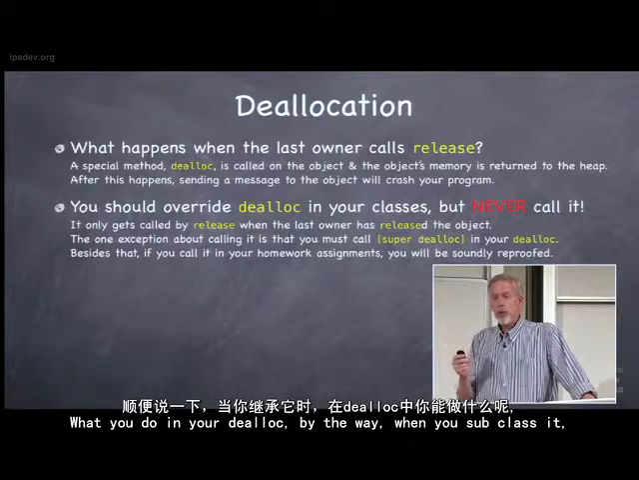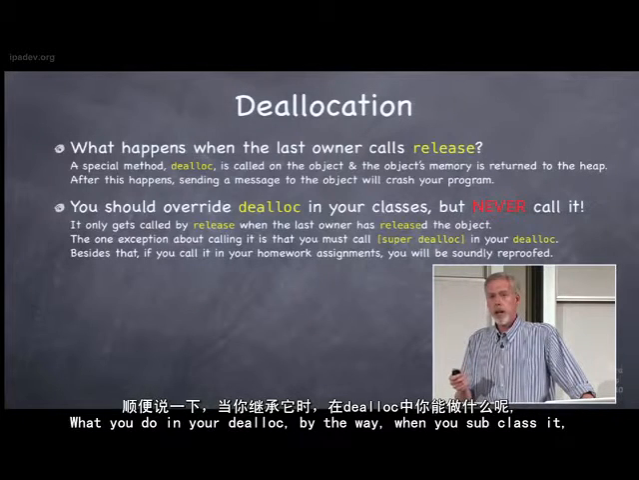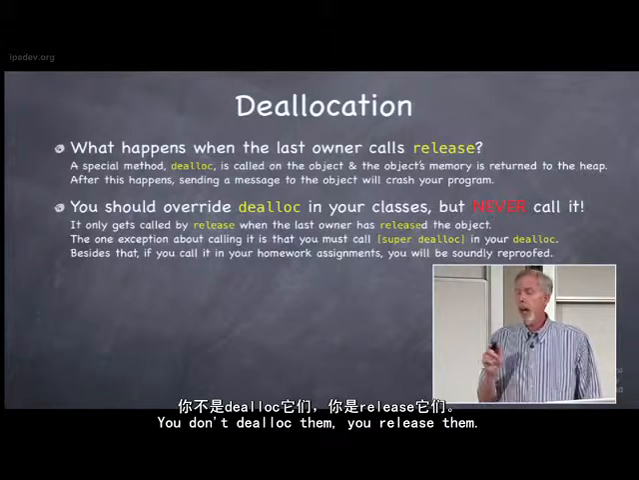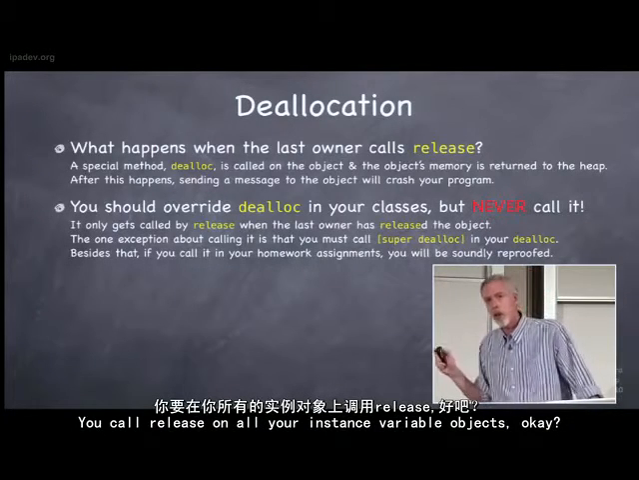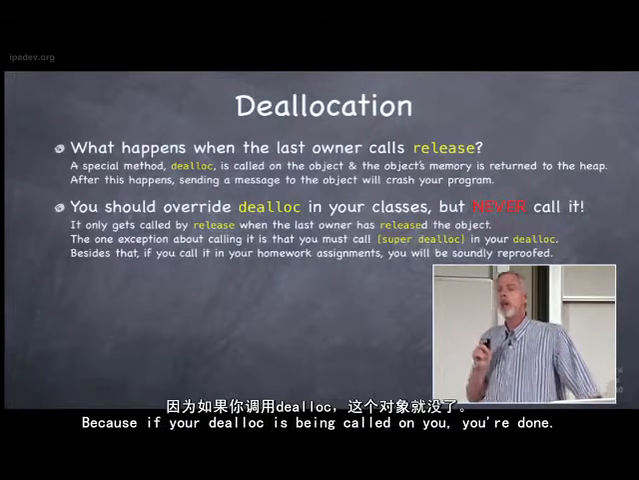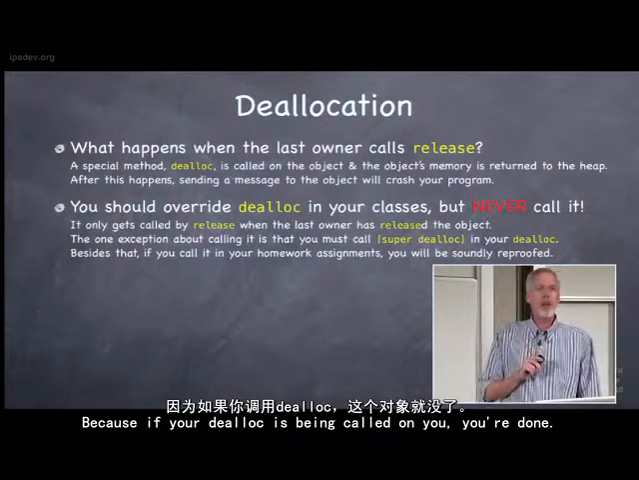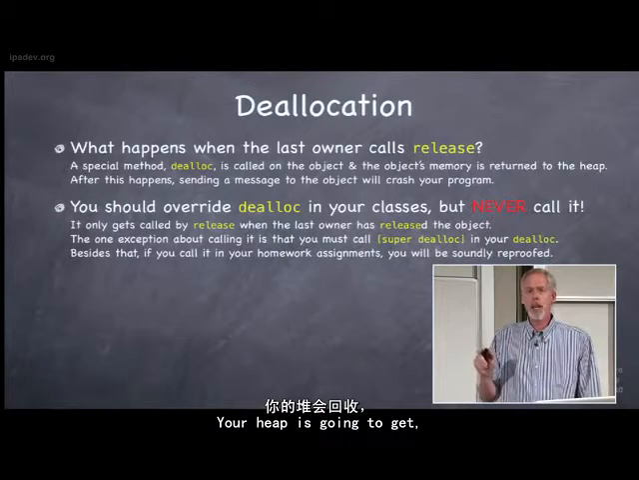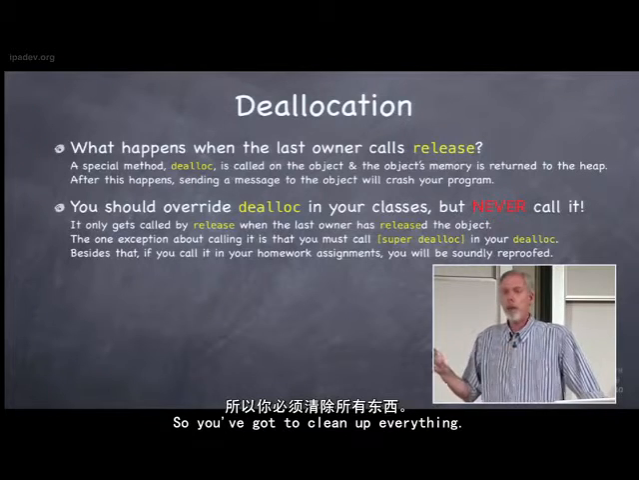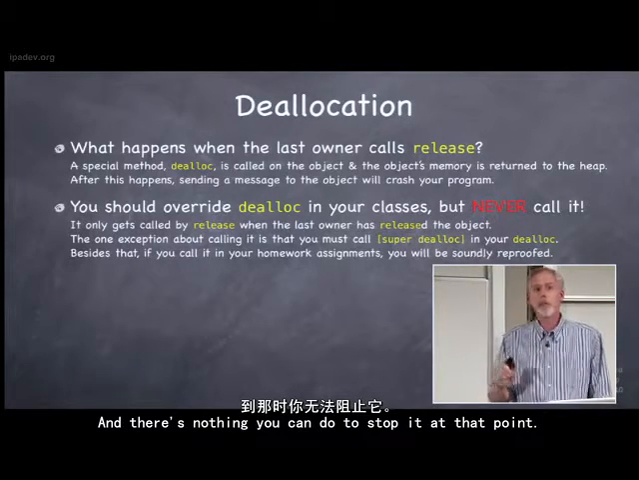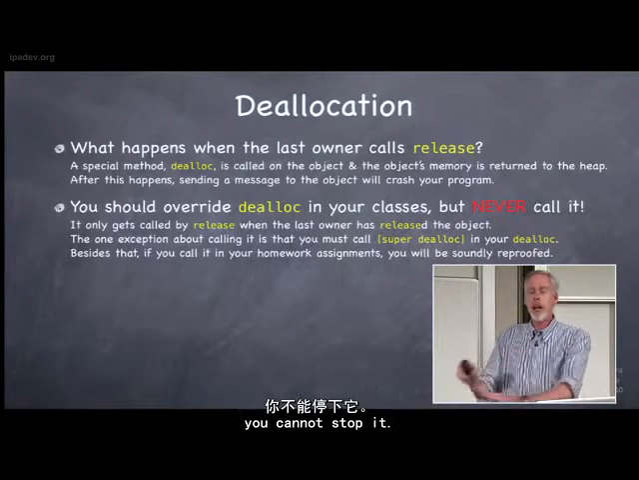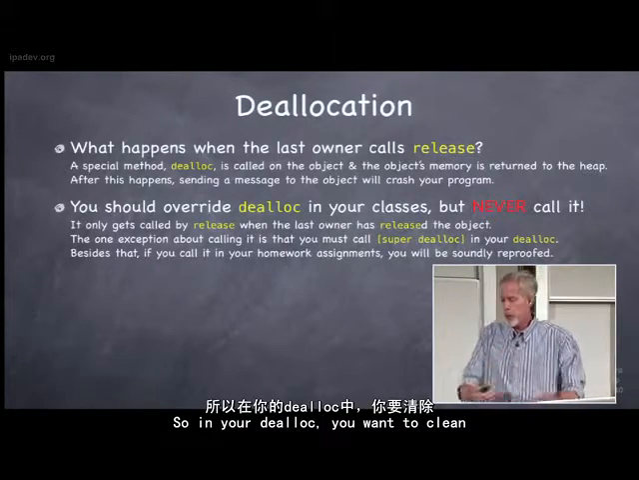What you do in your dealloc, when you subclass, is you release your instance variables. You don't dealloc them, you release them. You call release on all your instance variable objects. That's what you do in your dealloc. Because if your dealloc is being called on you, you're done. Your space in the heap is going to get eliminated, so you've got to clean up everything, and there's nothing you can do to stop it at that point. You're already headed towards deallocation. You cannot stop it. So in your dealloc, you want to clean up all the memory usage you're doing.